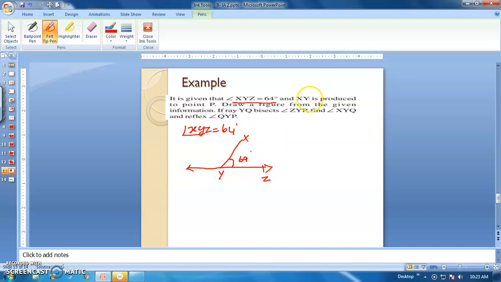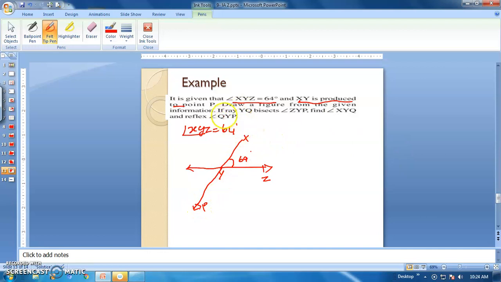Okay. Next, this is the diagram according to the first information, and in the second information, XY is produced to the point P. XY means this is the XY line. So this one is produced to the point P. Produced means you can extend the line. Okay, you can extend the line up to P. So we extended the line XY up to P here.